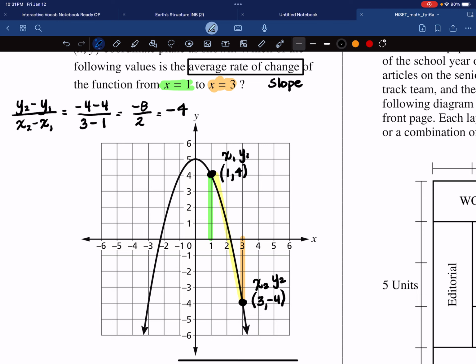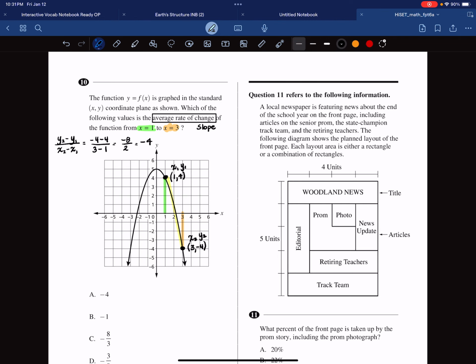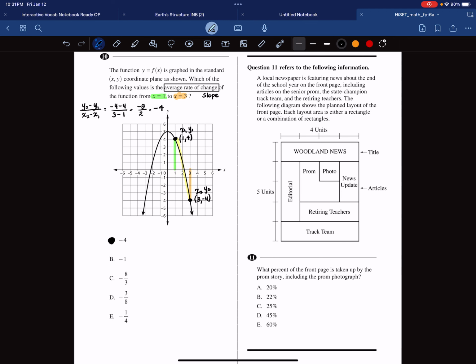That negative makes sense to me because this section of the graph is dropping. It's falling, so it is negative. So I'm looking for negative 4 as my answer. And I like A on that one. The average rate of change is negative 4. Now that's not necessarily true between two given points, but it's the average rate of change in that section of the graph.